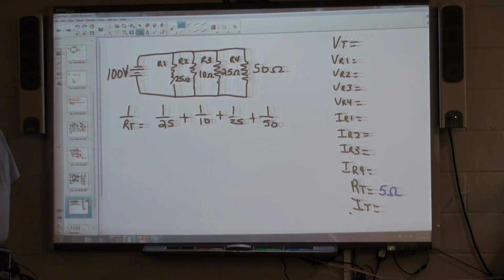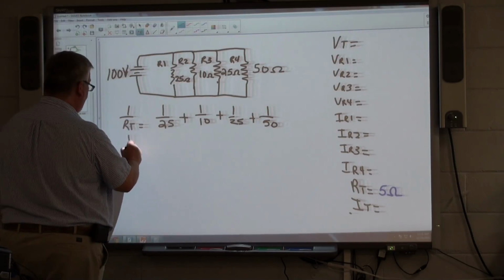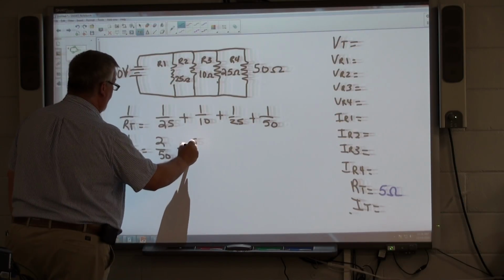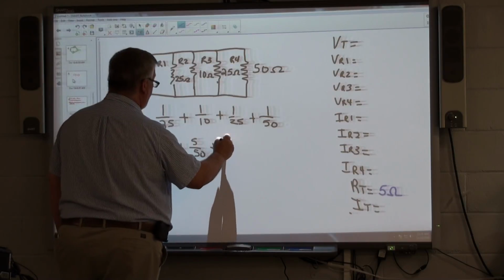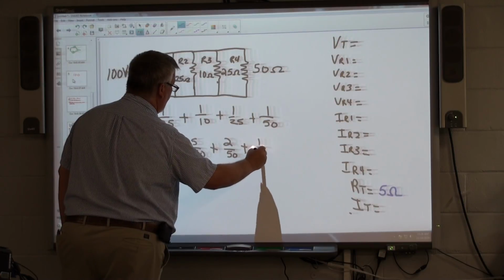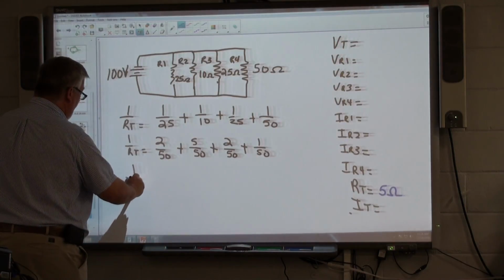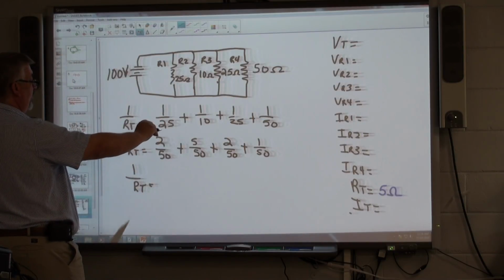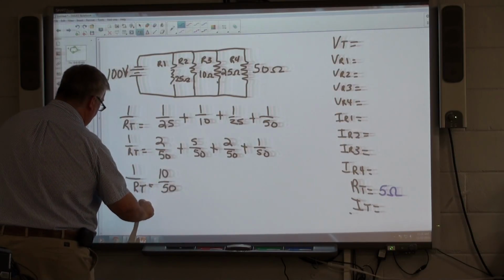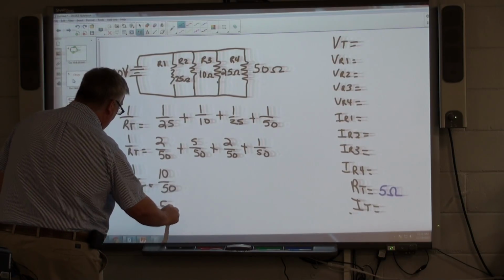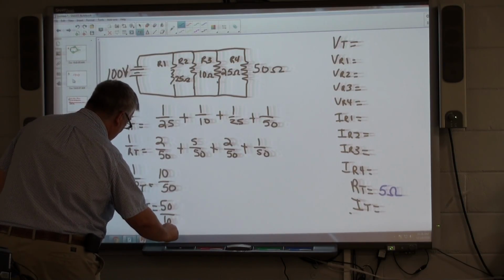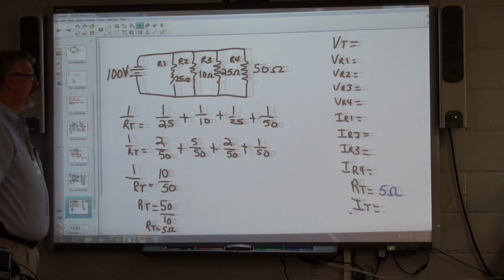Common denominator, 50. 1 over RT equals 2 over 50 plus 5 over 50 plus 2 over 50 plus 1 over 50. 1 over RT equals 10 over 50. We can reciprocate. RT equals 50 over 10. RT equals 5 ohms. And by golly, that's it.